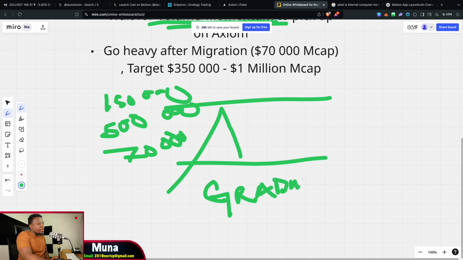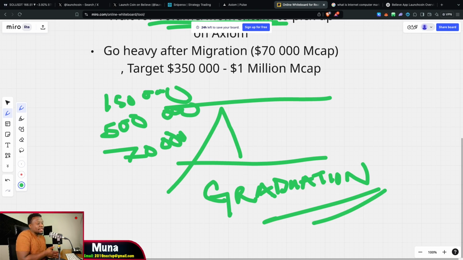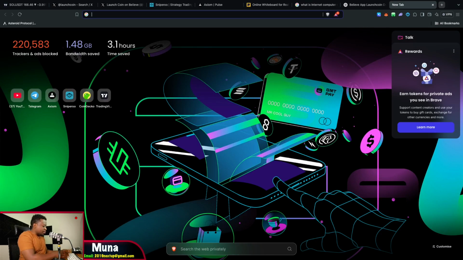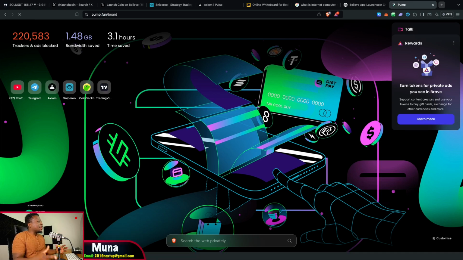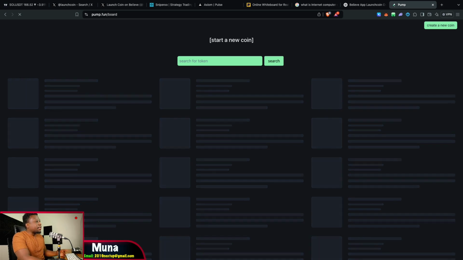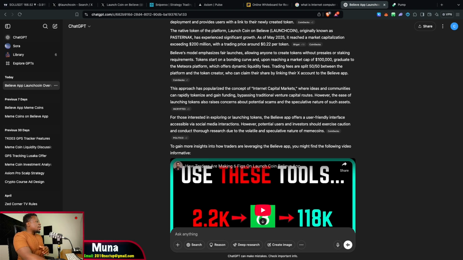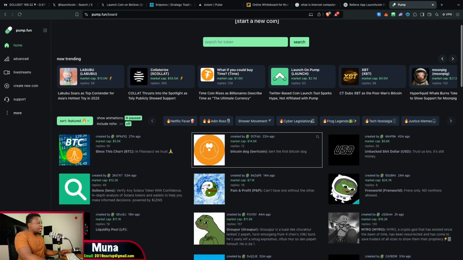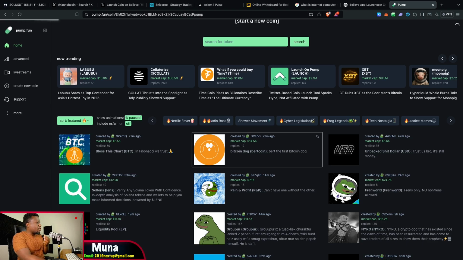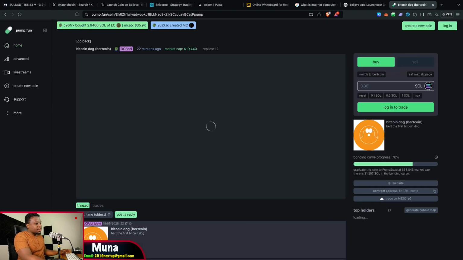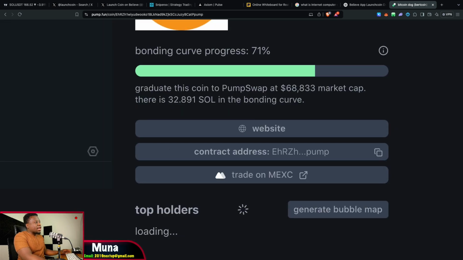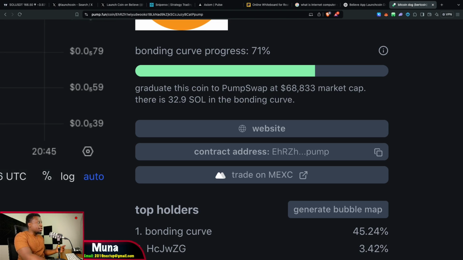The bonding curve is the specific market cap at which a coin graduates from Pump Fun, or in this particular case from Launchcoin, to Raydium, because the liquidity has been burnt and all that stuff. In order to figure out what the bonding curve market cap level is, you just go to a site like Pump Fun, take a look at the coins that are available, and it will show you the threshold where the bonding curve is going to be met. For example, in this particular case, it's 68,833. So basically at 70,000 US dollars, that's the bonding curve.